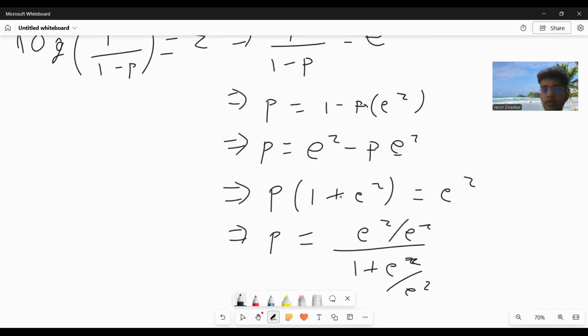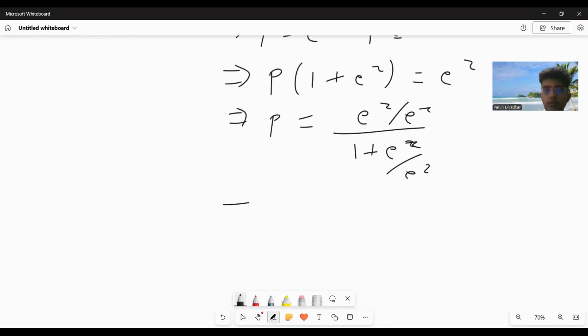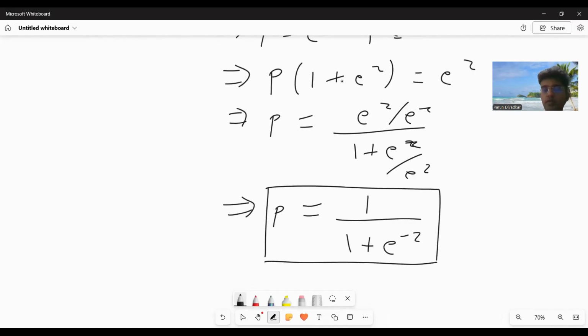what you get is, final equation is P equals 1 divided by 1 plus e raised to minus Z, right? This is the final equation of a sigmoid function. So this means that this straight line, which is given by Z, is related to the probability of a category using this equation, right?